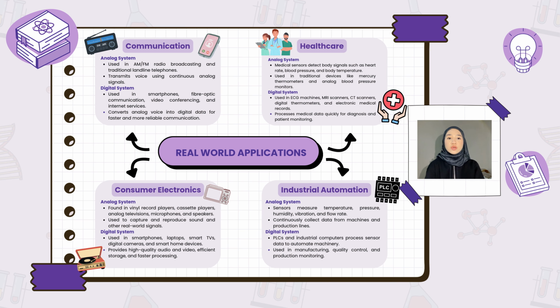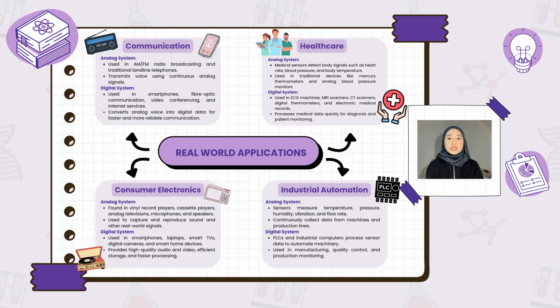Next, I will explain the real-world applications of analog and digital systems in daily life. Although digital technology is widely used today, analog systems are still important because real-world signals such as sound, temperature, and also pressure are naturally analog. So this is why most modern electronic devices combine both analog and digital systems to perform efficiently.